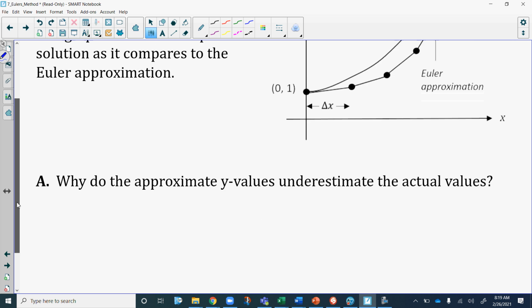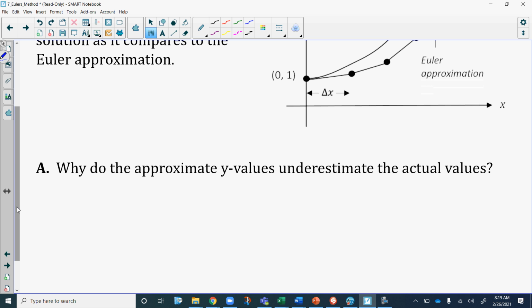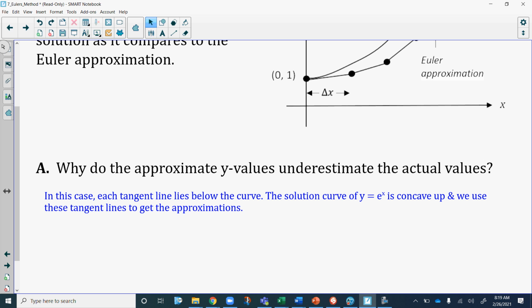So here, why do the approximate y values underestimate the actual values? Well, in this case, this is based off of the shape of the curve. The tangent line that we create is going to be under the curve, which is concave up in this case. So each tangent line will lie below the curve. Therefore, the solution curve of y is equal to e to the x being concave up, and we use these tangent lines to get these approximations. That's why it's going to be an underestimate.